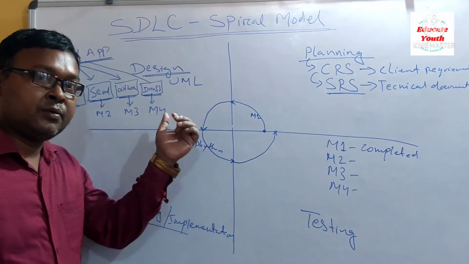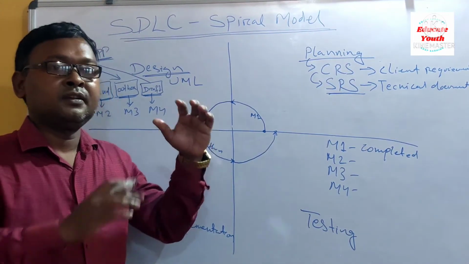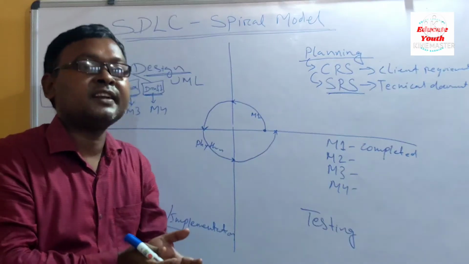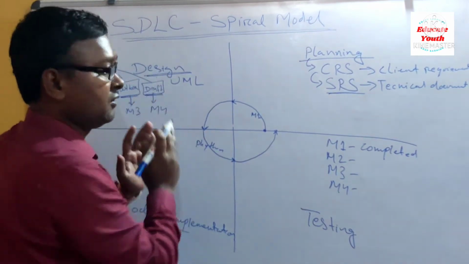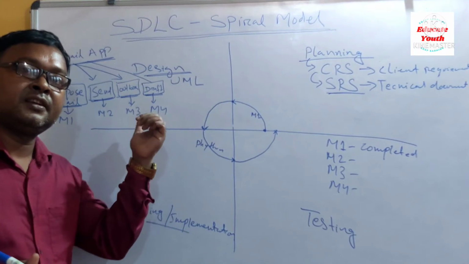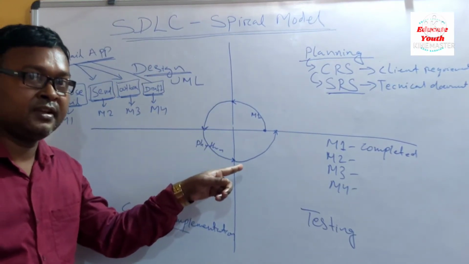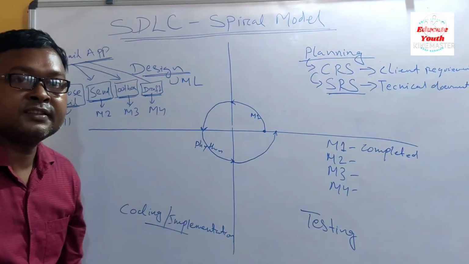In the waterfall model, what was the disadvantage? You have to collect all the requirements at a time. That means this module, this module, this module, this module: the requirements of 4 modules you have to collect at a time in case of the waterfall model. But this is not the case in the spiral model. Try to understand.